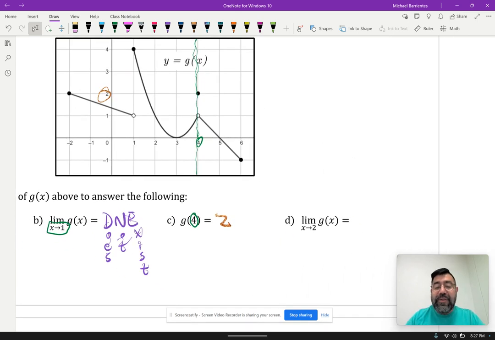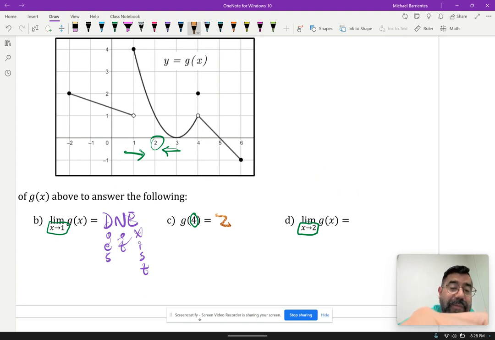And so when we do letter D here, we're taking the limit of g of x as x approaches 2. So we're looking at a new focus here as x approaches 2. Well, here's 2. I'm supposed to approach 2, so let's do so from the left side and let's do so from the right side. Are we headed towards the same destination?